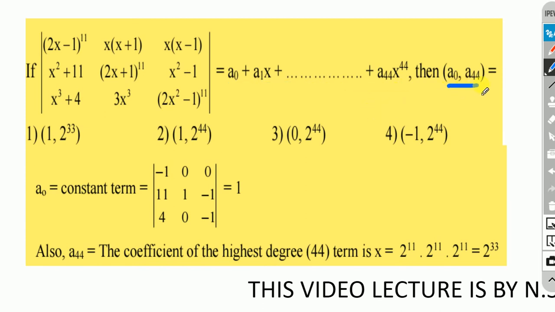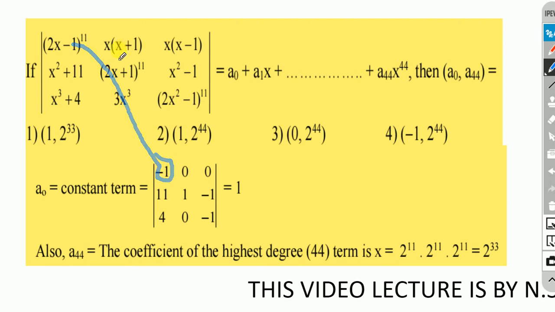Then the ordered pair a naught, a44, that is, I have to find the value of a naught and a44. Here in the options it is given as 1, 2 to the power of 33; 1, 2 to the power of 44; 0, 2 to the power of 44; minus 1, 2 to the power of 44. A naught is equal to the constant term. I am giving x equals 0 to find the constant term here. So when x equals 0, I get minus 1 to the power of 11 as minus 1.